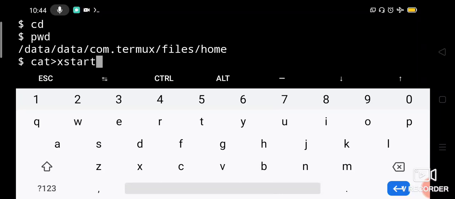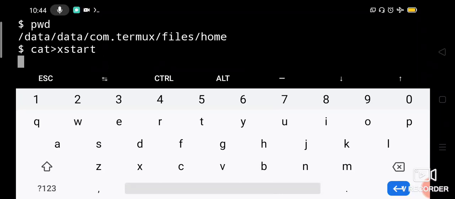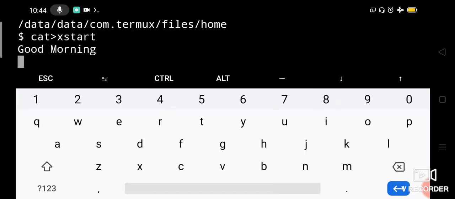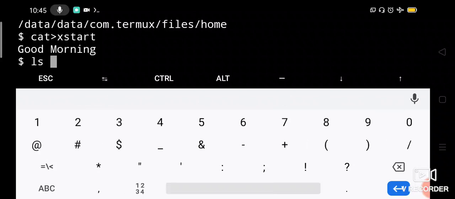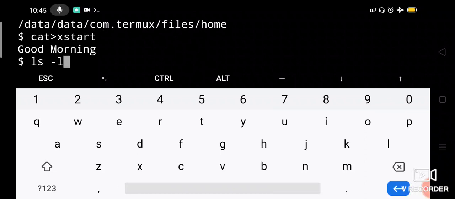cat > exstart. So now it is giving me the option to write something into the file. Let me say good morning. Then I will press Control D to stop putting text into the file. Now the exstart file is created. So now let us say ls -l exstart.